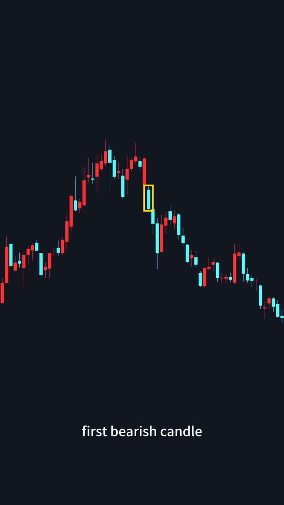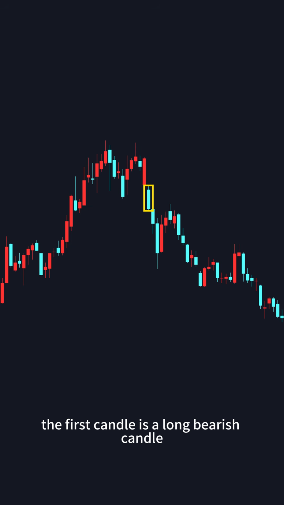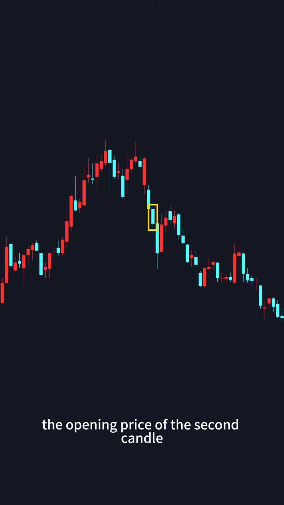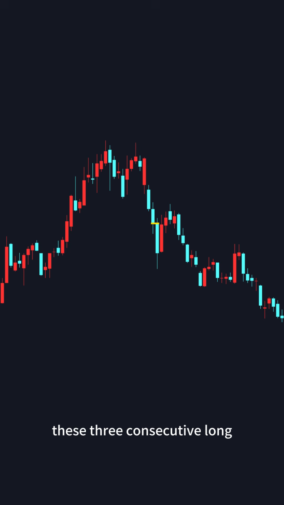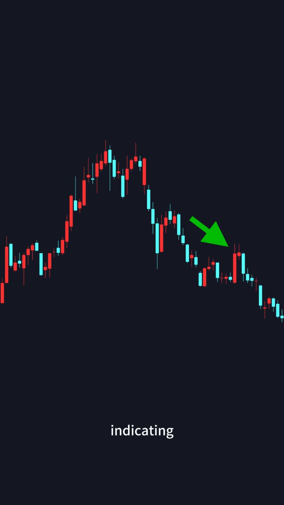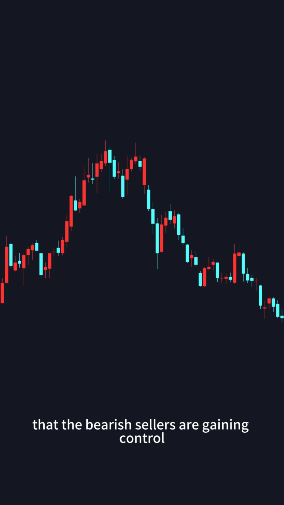First bearish candle. The first candle is a long bearish candle, signaling that selling pressure is starting to appear. The opening price of the second candle is below the closing price of the first candle, and it also closes as a long bearish candle. The opening price of the third candle is below the closing price of the second candle, and this candle extends further downward. These three consecutive long bearish candles create a progressively falling trend, indicating that the bearish sellers are gaining control and confirming a potential market reversal.